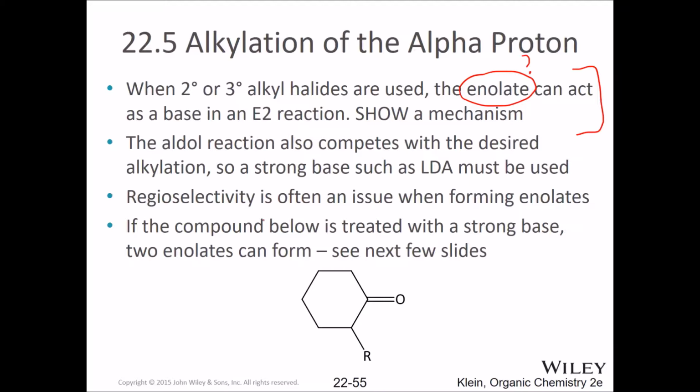The aldol reaction also competes with the desired alkylation, so a strong base such as LDA has to be used. You remember from a couple sections ago the methods we used to control the aldol reaction. Regioselectivity is often an issue. What we mean by that is if we've got two alpha carbons, where are we going to get our alkylation? That's what the next couple slides are all about.